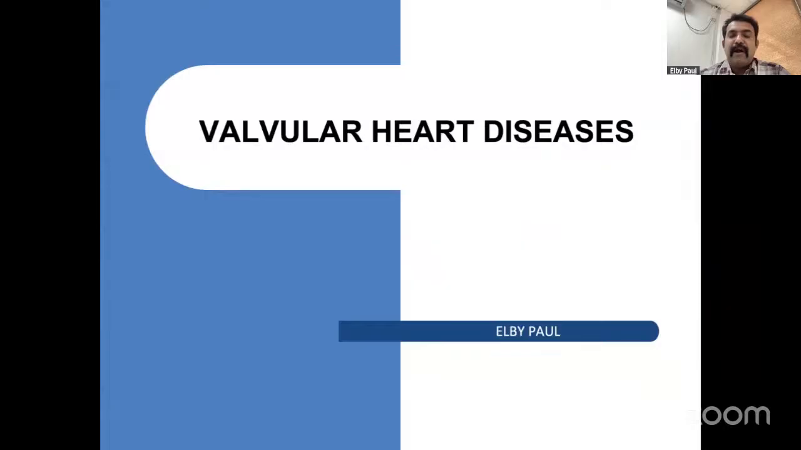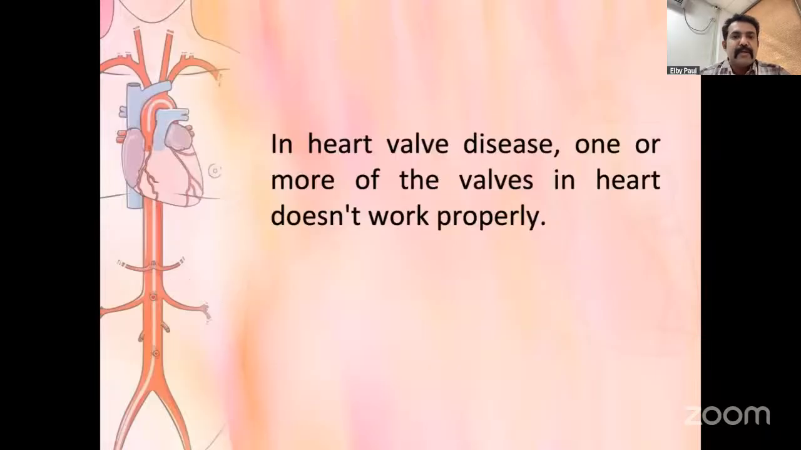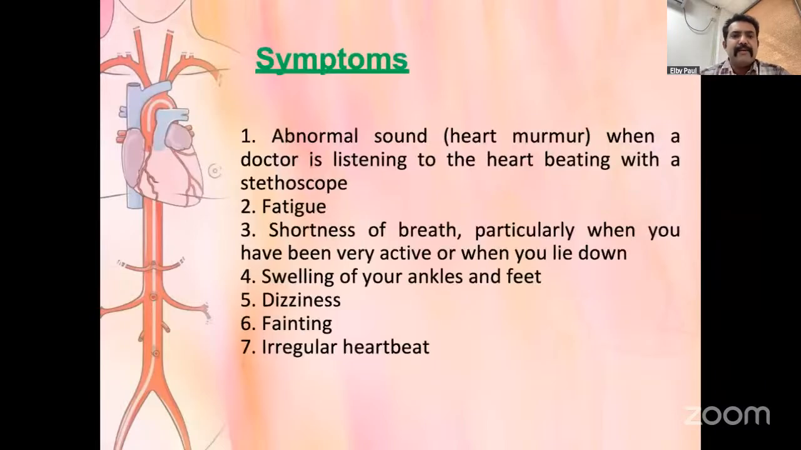Valvular diseases. I already discussed how many valves are in the heart: atrioventricular valves, mitral valve, aortic valve, pulmonary valve. So in heart valve disease, one or more of the valves in the heart doesn't work properly. One function of the heart is the one-sided flow of blood. Symptoms: abnormal heart sound, heart murmur.